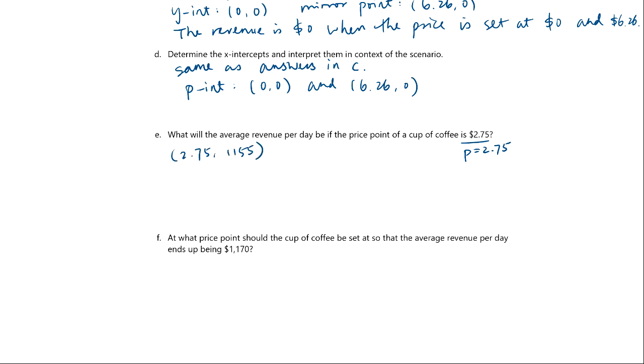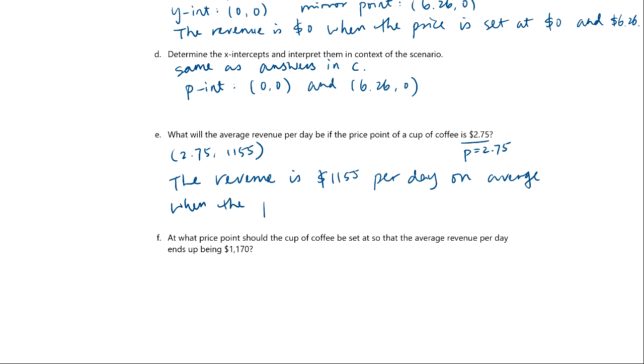on the graph. And with this, we can say that the average revenue per day is $1,155 per day on average when the price is set at $2.75. That's how we can answer this question.